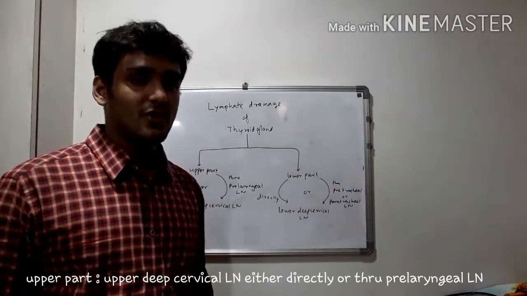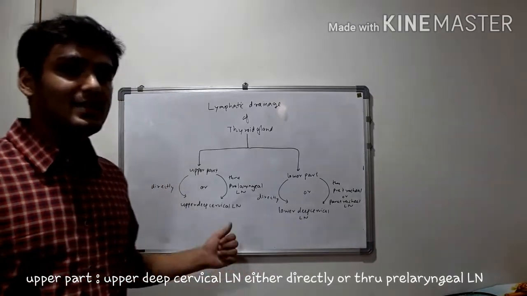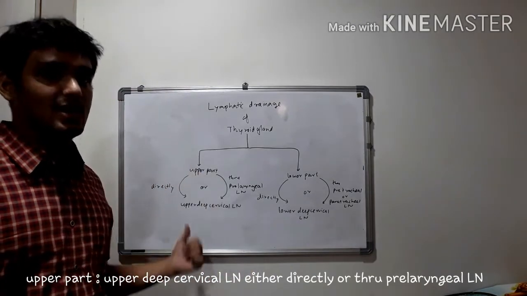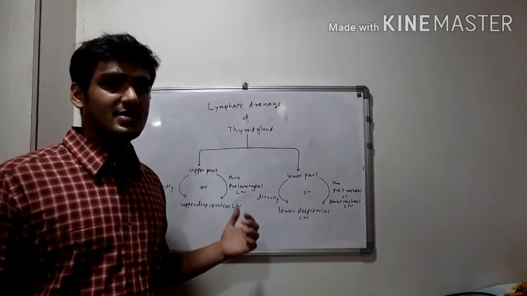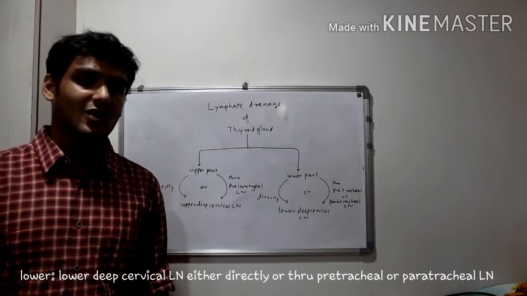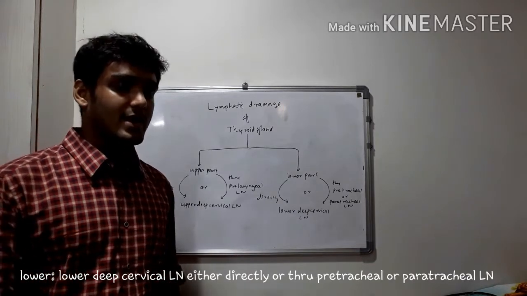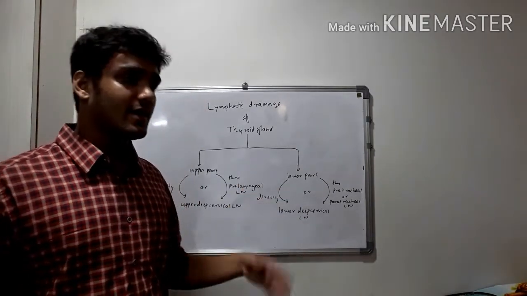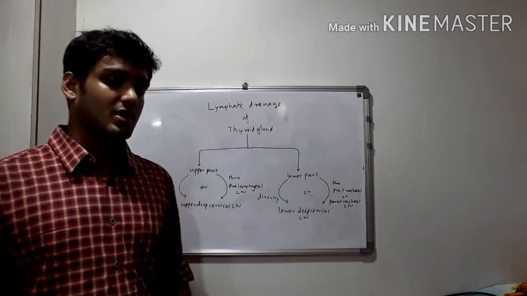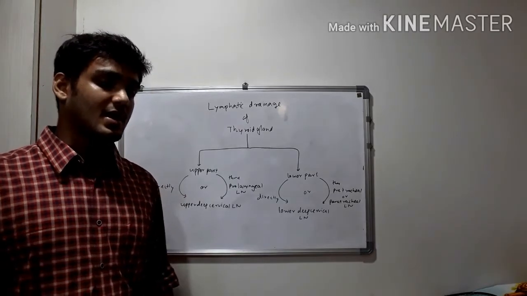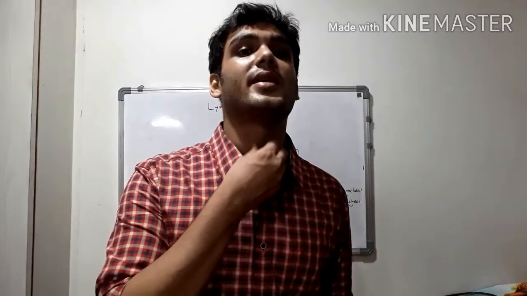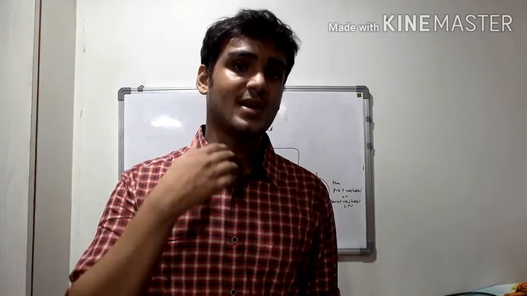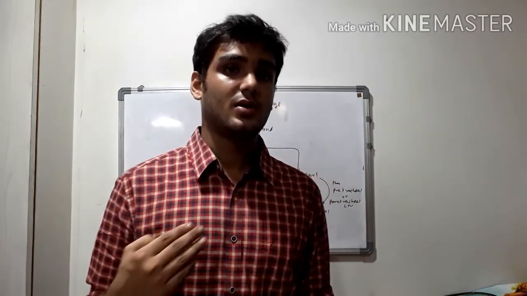So the upper part of thyroid gland is drained into the upper deep cervical lymph nodes, either directly or through prelaryngeal lymph nodes. And the lower part of thyroid gland is drained into the lower deep cervical lymph nodes, that also either directly or through pretracheal or paratracheal lymph nodes. Now this is also easy to remember, as we have the larynx above the trachea. So larynx is upper and trachea is lower compared to it.